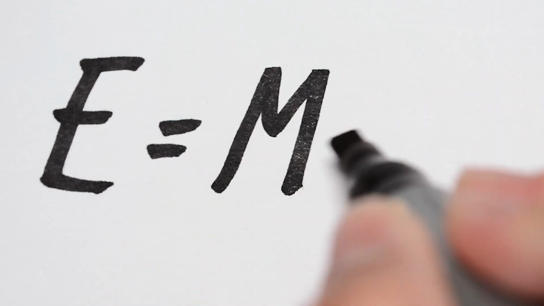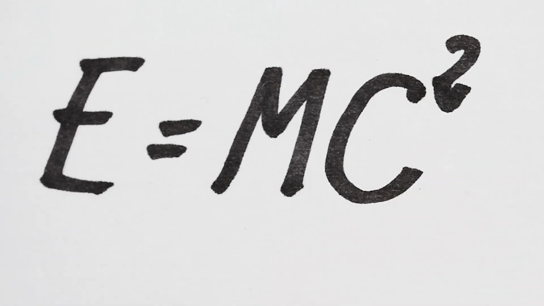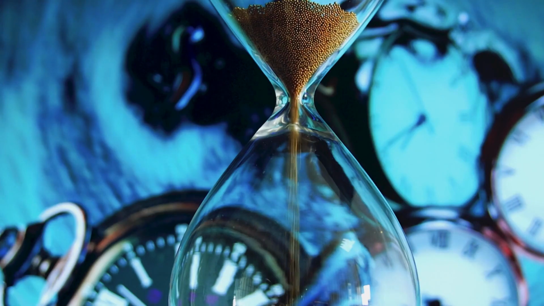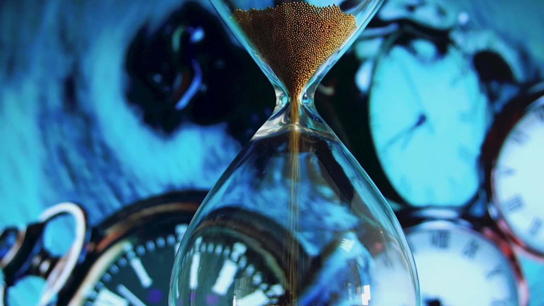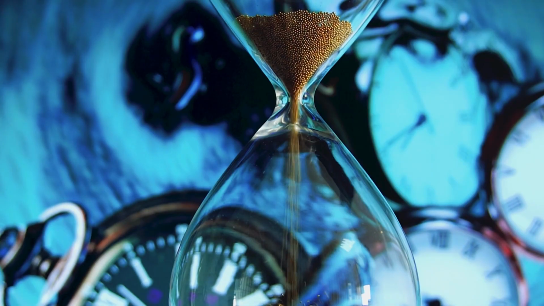E equals mc². Probably the single most famous equation in physics, it posits that mass, m, and energy, E, are interchangeable, linked by the square of the speed of light, c. From nuclear power plants to stellar fusion, this relationship underpins why a small mass can release tremendous energy.